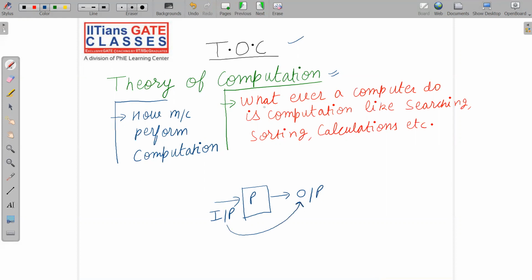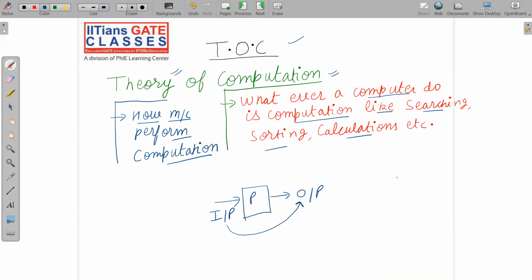Roughly I have written this thing. Whatever a computer does is computation, like searching, sorting, calculations, etc. More precisely, computation means converting input to output. Now what does theory mean? What is the basic meaning of theory? Theory is how a machine performs a computation. Given a machine, how this machine performs computation, that is the basic meaning of theory here. Hence the subject is theory of computation.